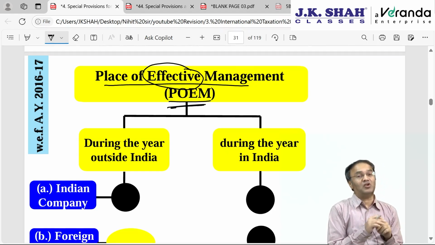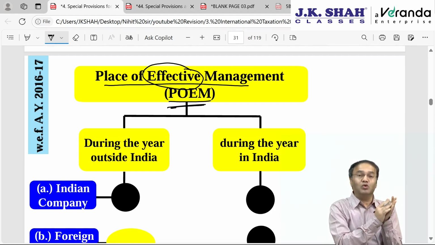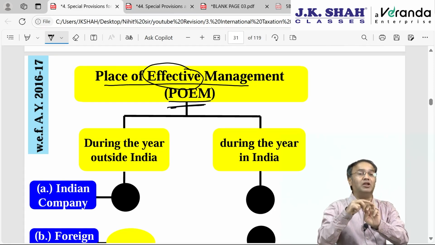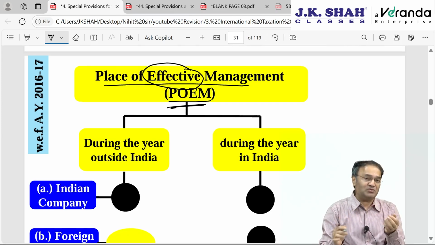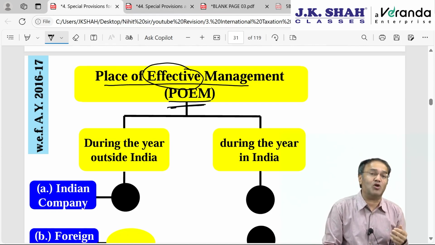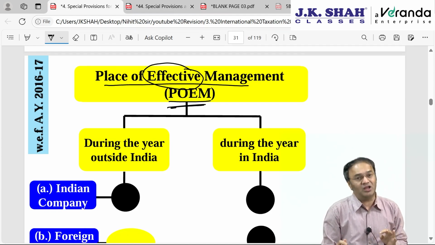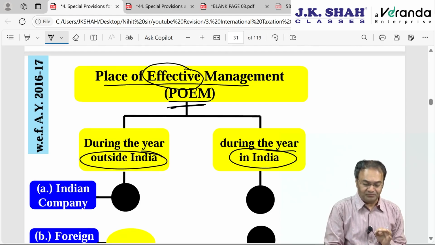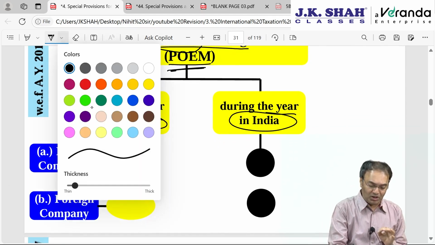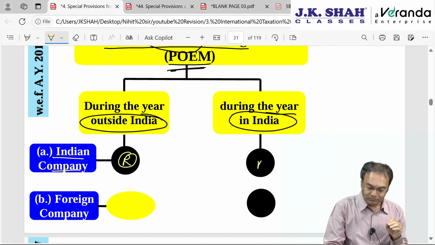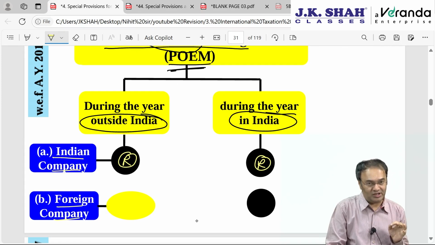Now place of management could have three possibilities: wholly in India, wholly outside India, or partly in India, partly outside India. But as far as place of effective management is concerned, there cannot be the third possibility. It cannot be partly in India, partly outside India. Either it is in India or it is outside India during the year. Remember, Indian company is always resident, come what may. It is only for a foreign company that we have to decide the residential status.